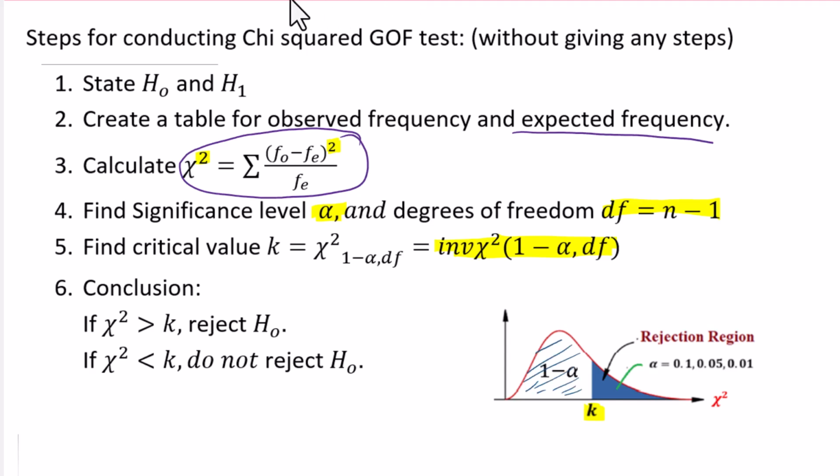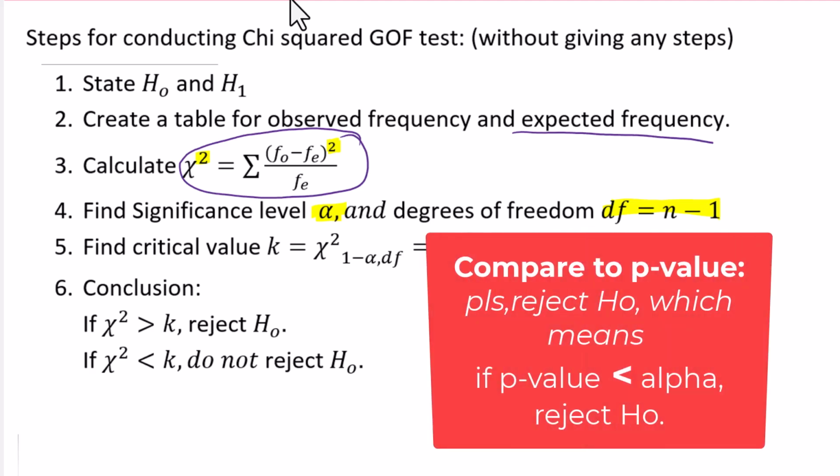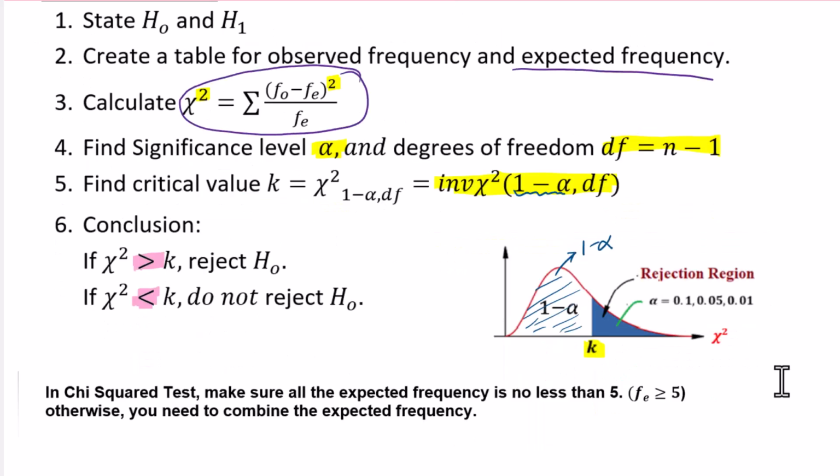You could say this shaded area is 1 minus alpha. That's why the area will be 1 minus alpha. Conclusion: if chi-squared is greater than K, reject H0. Chi-squared less than K, do not reject H0. Also remember, in a chi-squared test, make sure all expected frequencies are no less than 5, which means you have to make sure expected frequency is greater than or equal to 5. Otherwise, you need to combine the expected frequencies.